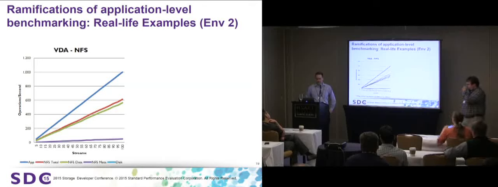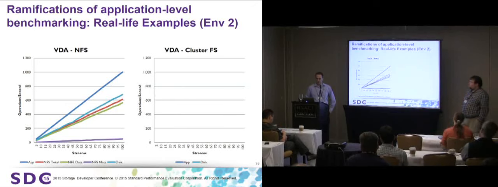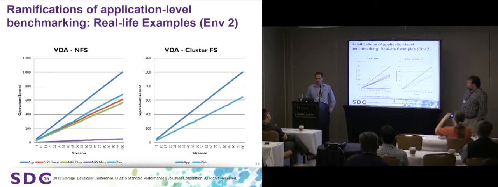And if we add in the disk, we see that, again, there's some coalescing compared to the application, but some slight amplification compared to the protocol. And on the clustered file system, we don't have NFS anymore, so there's really just the application line, which is exactly the same, and pretty much the same behavior on the disk as we see with NFS.